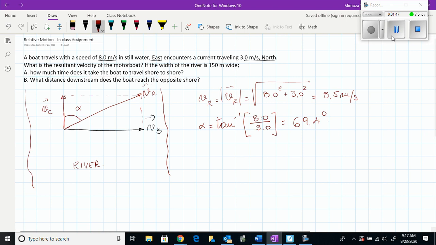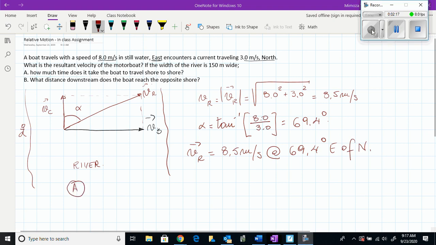And this will be 69.4 degrees. So you can say that the resultant velocity as the observer sees it from the shore will be 8.5 meters per second at 69.4 degrees. You can say with the shore, or you can say east of north.